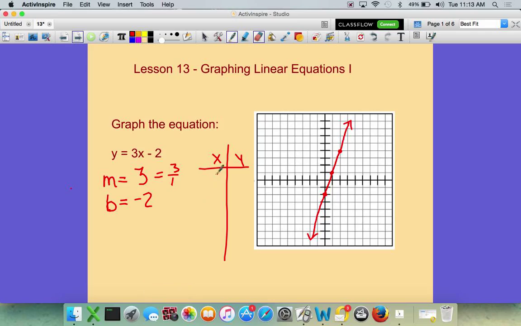For this, all you have to do is plug in numbers here. All right? If I plugged in a 0, 3 times 0 is 0, minus 2 is negative 2. Plug in a 1, 3 times 1 is 3, minus 2 is 1. Plug in a 2, 3 times 2 is 6, minus 2 is 4. And if you look, these 3 points are the 3 points that I have on my graph. 0, negative 2, 1, 1, and 2, 4. So, either way, it gives you the exact same answer here.